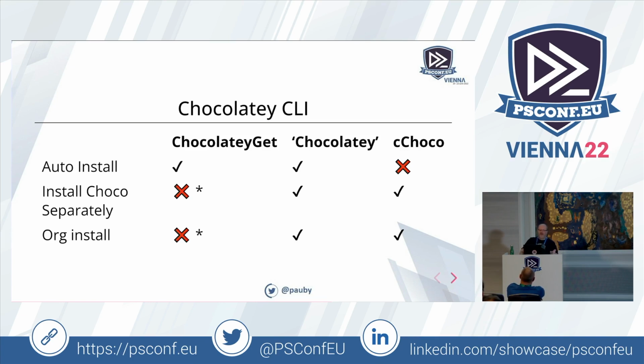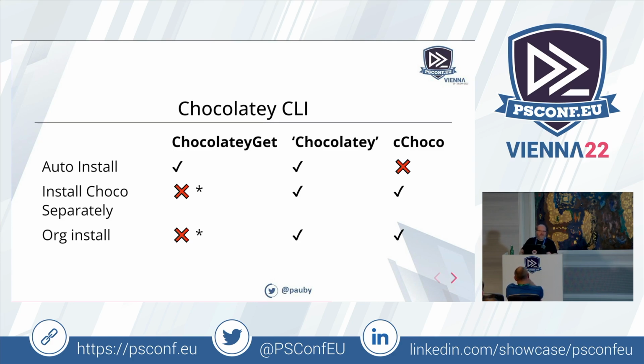So it is an auto install, as in it automatically installs it, but it automatically installs it when you add in the provider itself. Chocolatey does it. The Chocolatey module does that. It checks, installs if it's needed. cChoco doesn't, as I've said earlier on. You have to manually install Chocolatey using the code that we had earlier on.